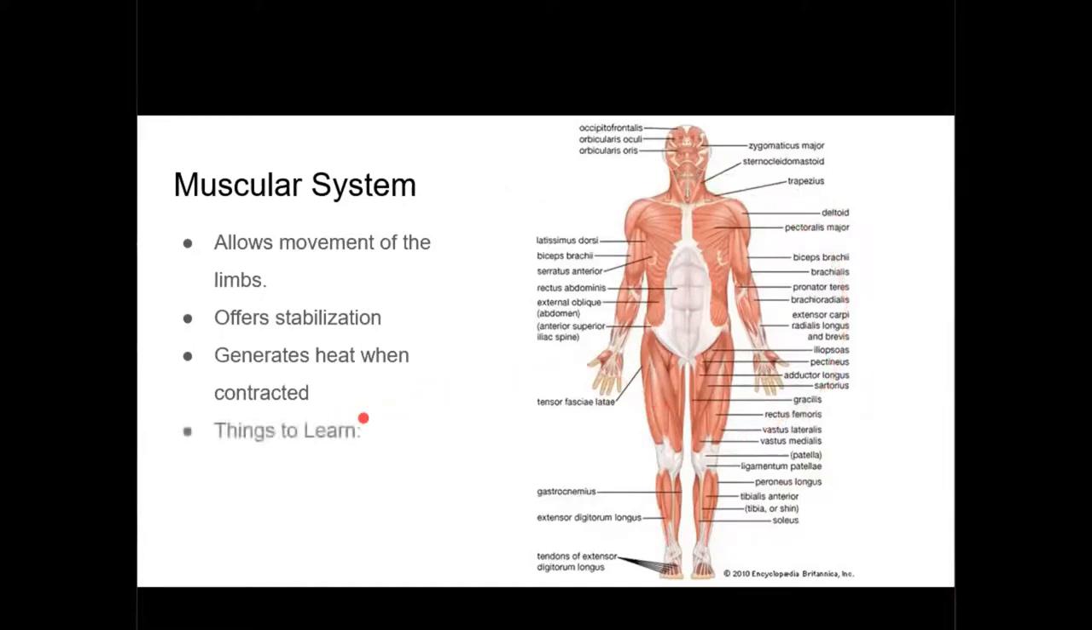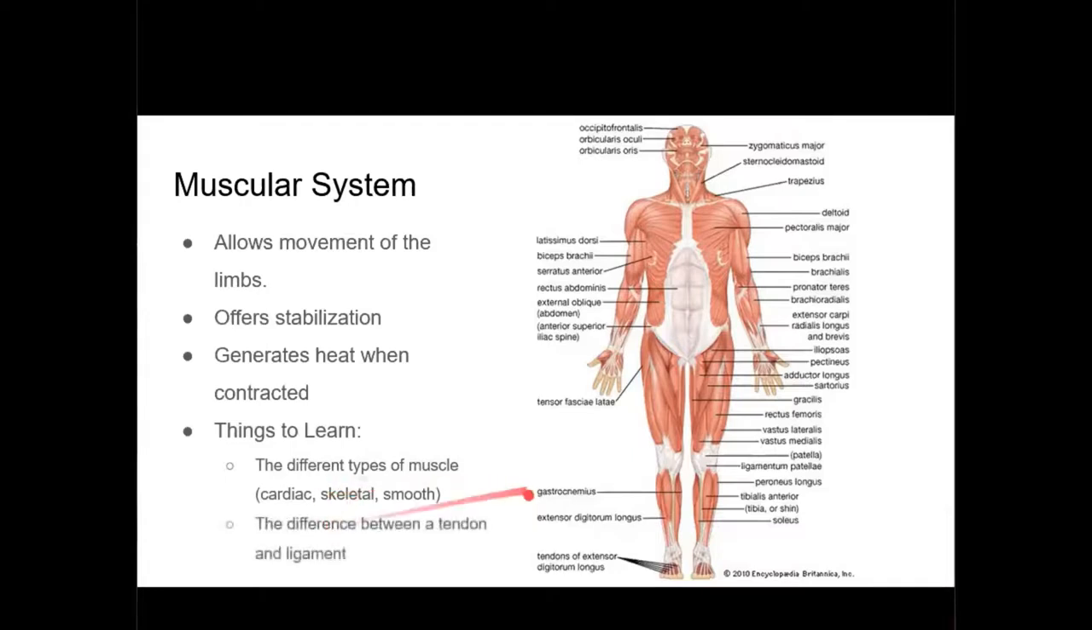If you learn the major muscles, that'll get you a very long way. Okay, so some key things you want to know are the different types of muscle, so cardiac, skeletal, and smooth. Smooth is found in digestive and what they do. The difference between a tendon and a ligament. So a tendon is muscle to muscle, while a ligament is muscle to bone. Okay.